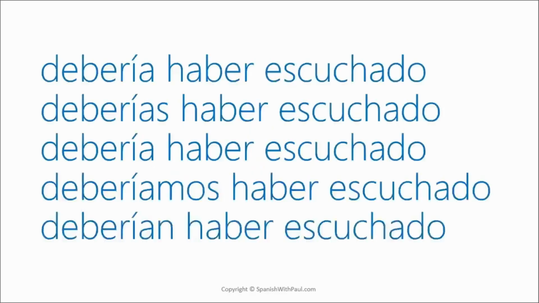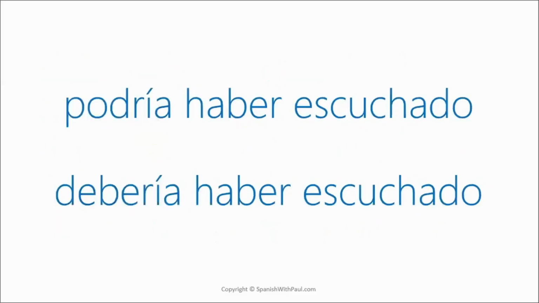Again, getting all the other angles is just the same. So you would simply conjugate the sound of debería. So you have debería haber for I should have. Deberías haber, you should have. Back to the sound of debería haber for he, she, or it should have. Deberíamos haber, we should have. Deberían haber, they should have. So now on this one slide, you have both formulas. The top one for could have and the bottom one for should have.